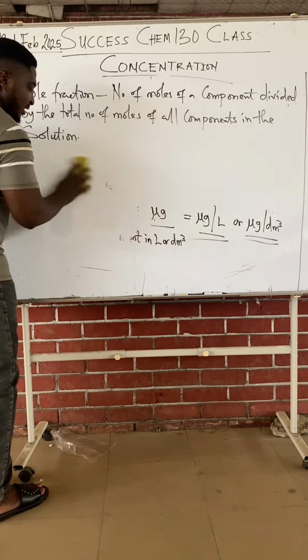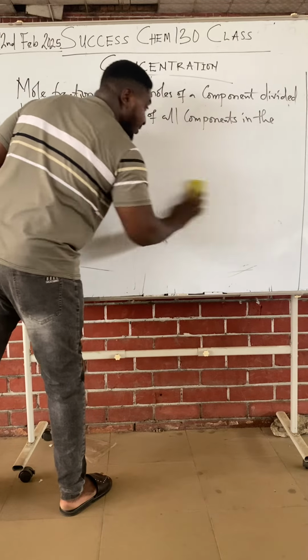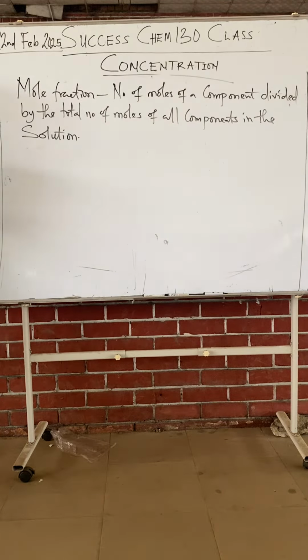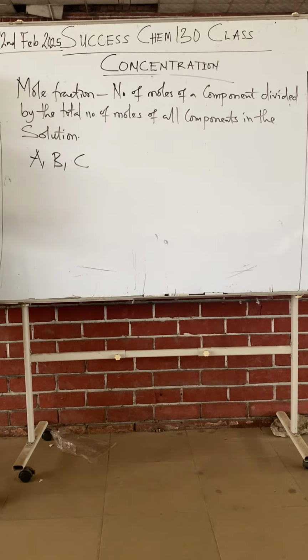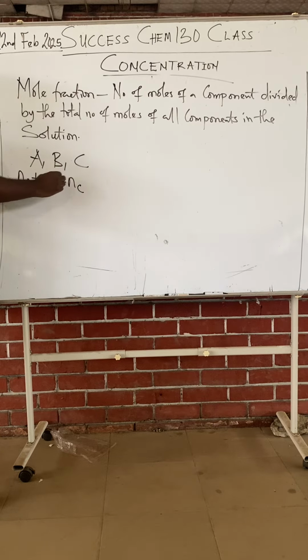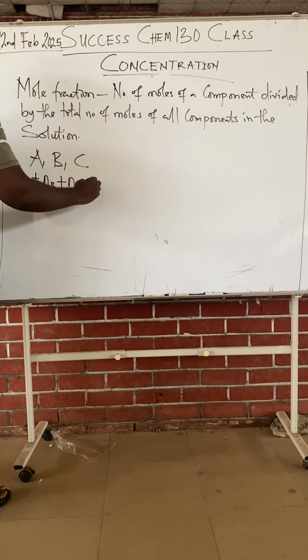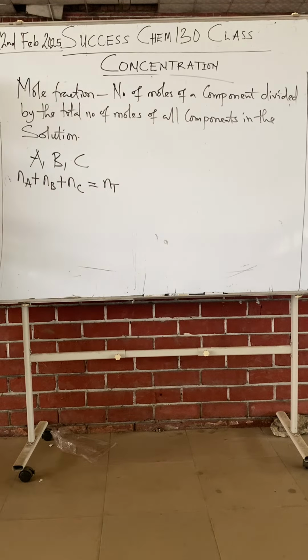So class, let us say a solution has three components, A, B, C. We have the number of moles of A, the number of moles of B, and the number of moles of C. The total number of moles in the solution is Na plus Nb plus Nc.